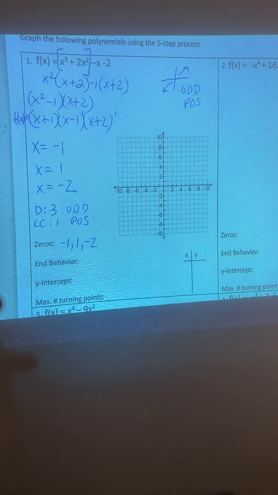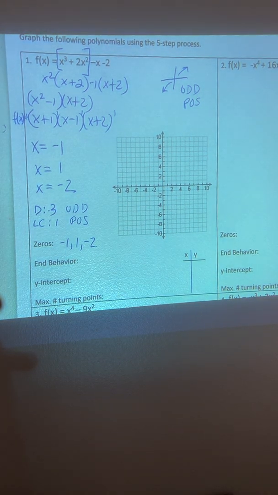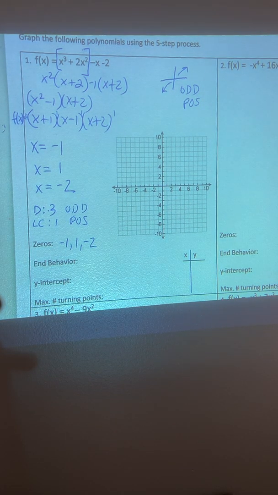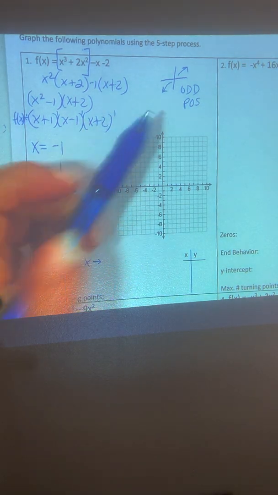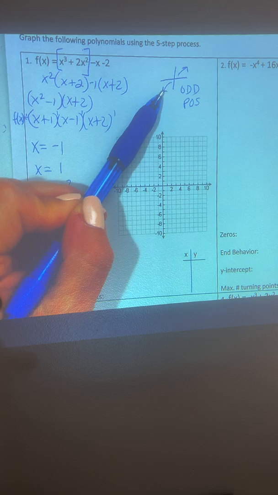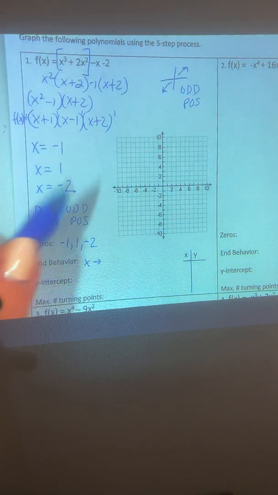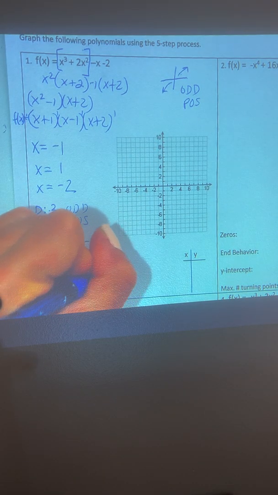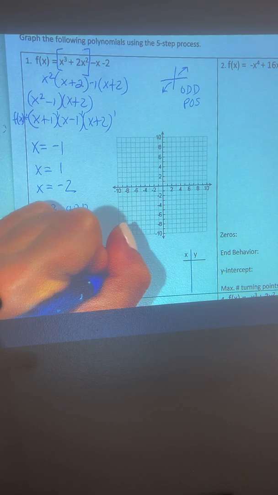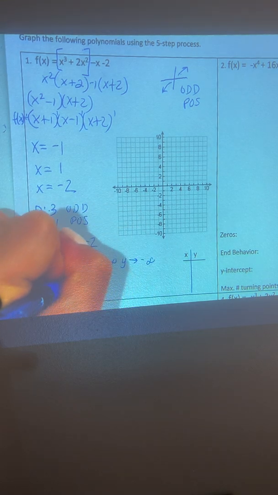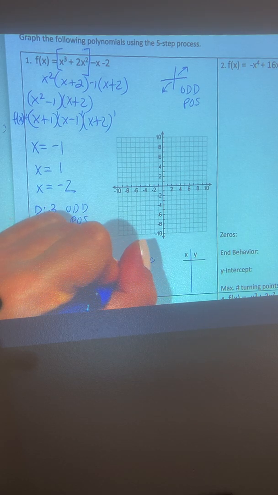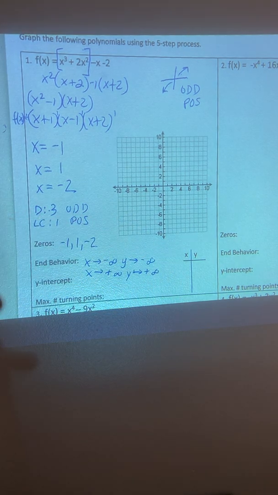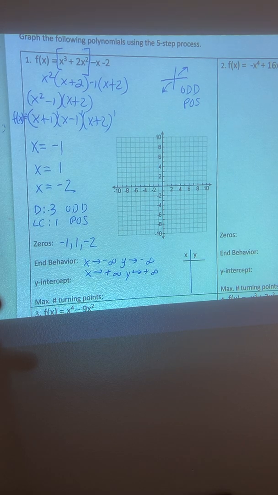Okay, so that's what it's going to look like. Now, the end behavior, as x approaches... so odd positive, that's negative, negative, and positive, positive. So as x approaches negative infinity, y approaches negative infinity. As x approaches positive infinity, y approaches positive infinity.